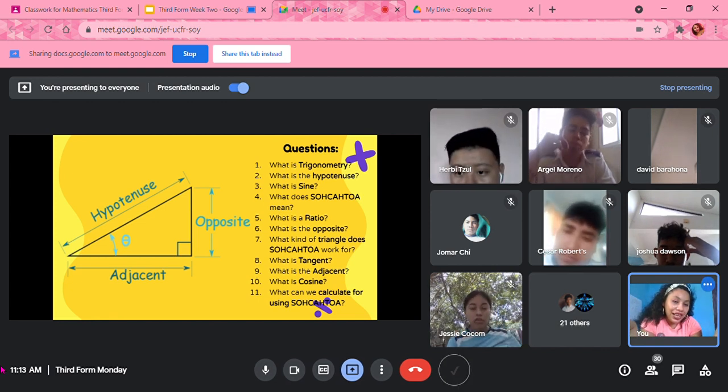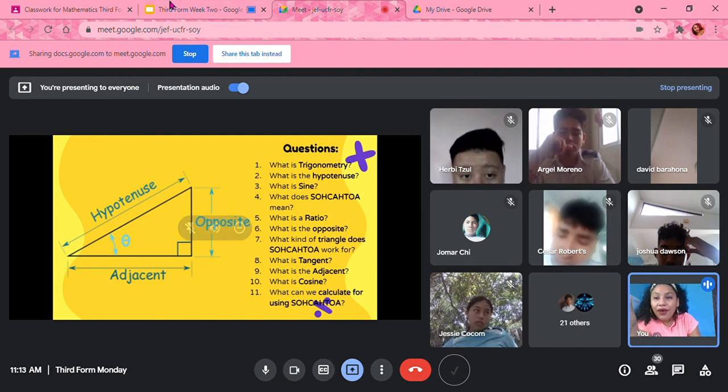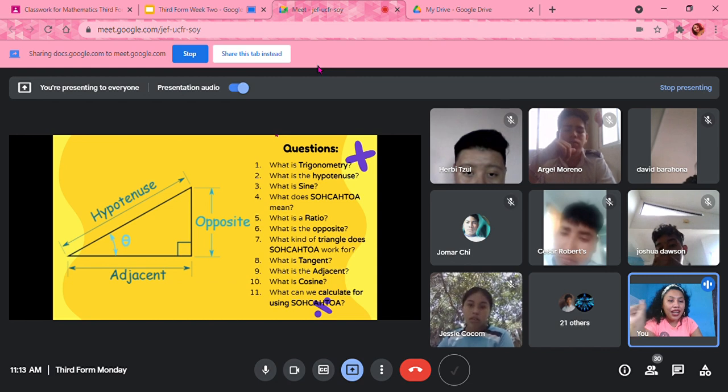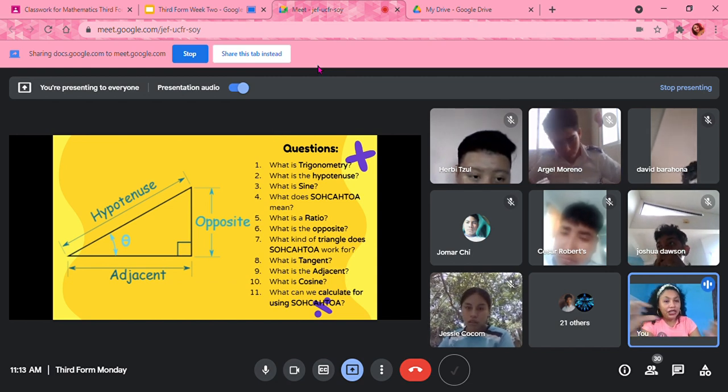Alright? And SOHCAHTOA just basically uses the first letter of every part in the formula. S is for sine, O is for opposite, H is for hypotenuse, C is for cosine, A is for adjacent, H is for hypotenuse, T is for tangent, O is for opposite, and A is for adjacent. And all of those first letters of each of the formulas are there in SOHCAHTOA.